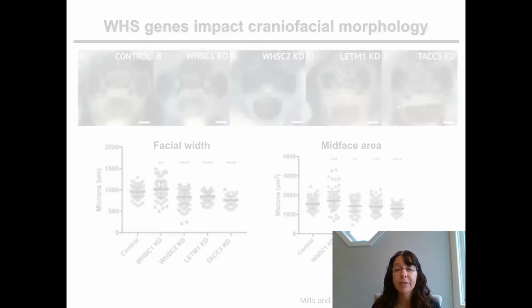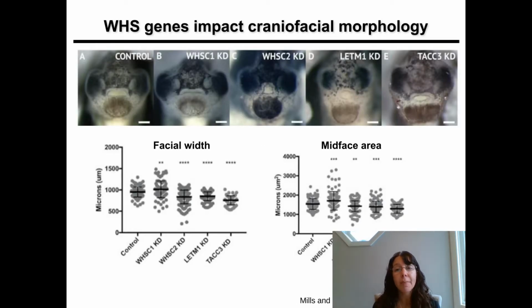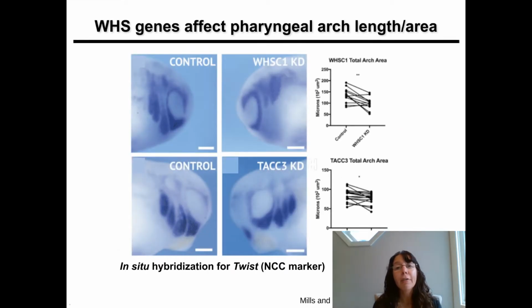When we knocked each of them down individually, we found that the knockdown also impacted craniofacial morphology. Facial width and midface area are here, but they affected other parameters as well. We also found that they could affect the migration of the pharyngeal arches. So when we only knock down one side of the embryo with either WHSC1 or TACC3, you can see that the pharyngeal arches are reduced in size.